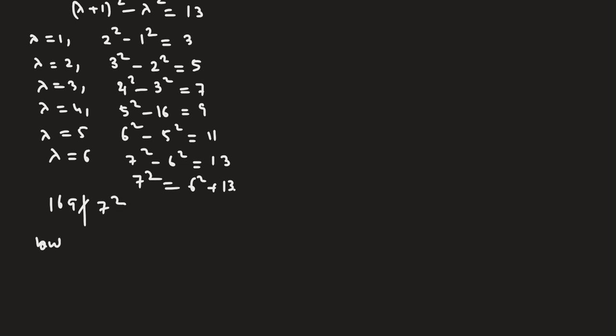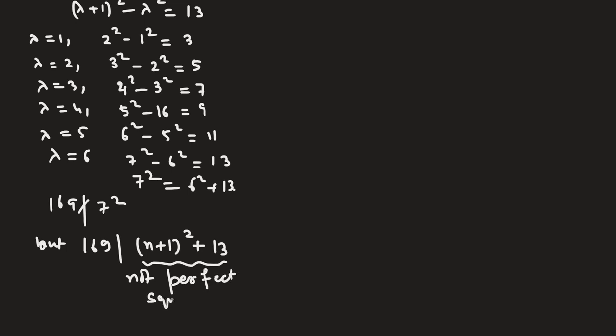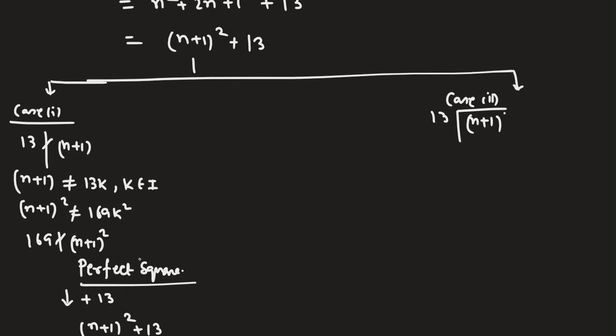But after adding 13, if n plus 1 whole square plus 13 is not a perfect square, then the question of divisibility by a perfect square will not happen, because a non-perfect square number cannot be divisible by a perfect square number. So if it is a perfect square number, the number is very small, only 49, which is not divisible by 169. And if it is not a perfect square number, then it is not divisible by a perfect square number. So in both cases it is not divisible by a perfect square number.